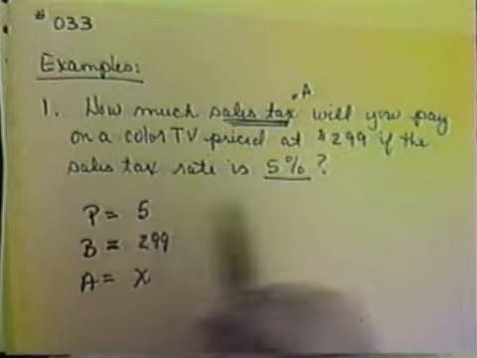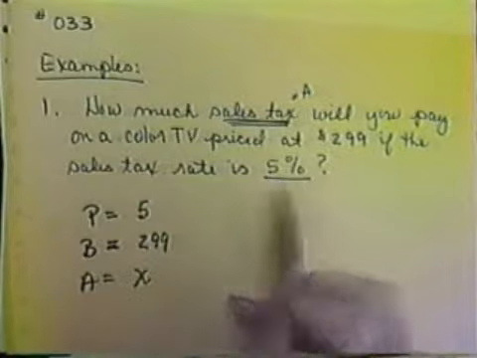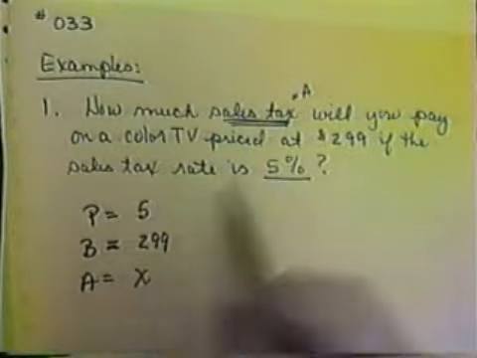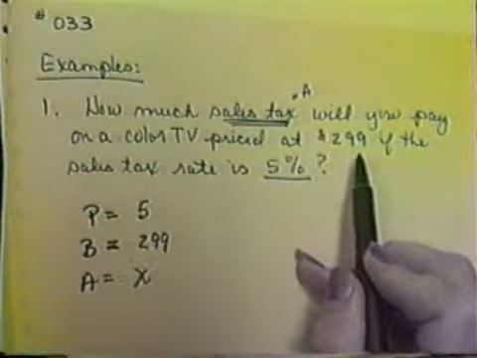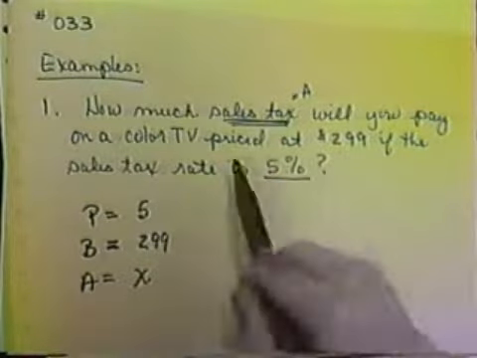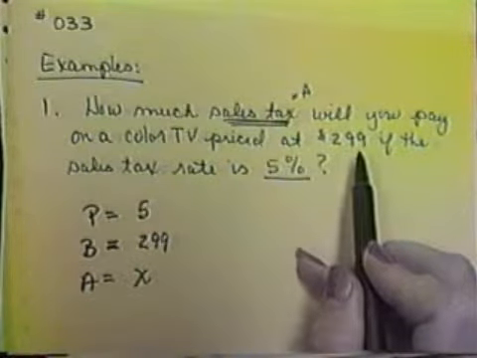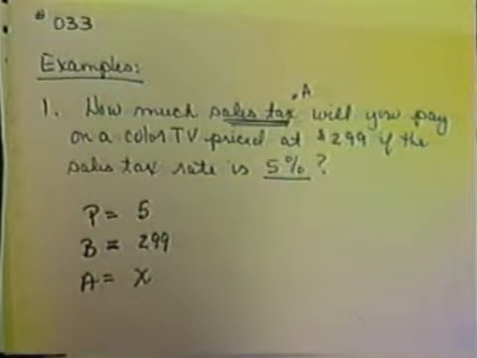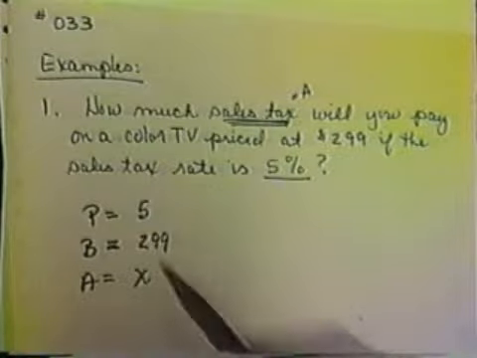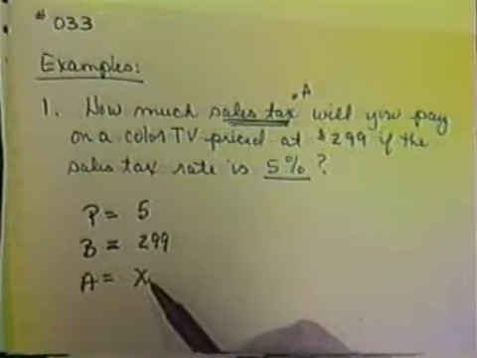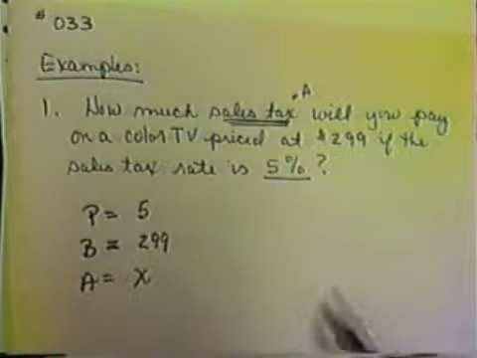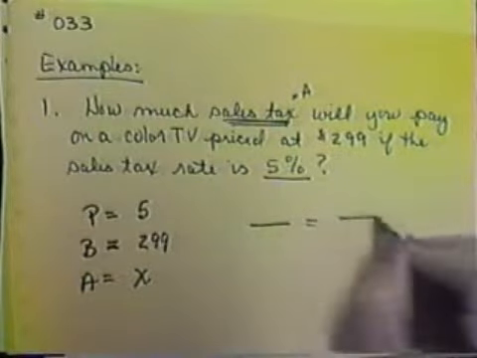Again, 5 came because it was 5%. 299 was the base because that was the price of the color TV. When you went in, that was what the tag said, or the amount they finally agreed upon. That's your base, and the amount is the amount of tax you're going to pay on that. So now we want to set up our proportion.